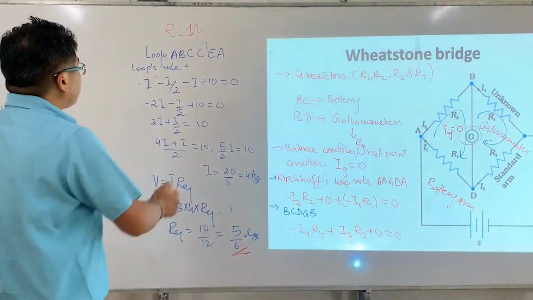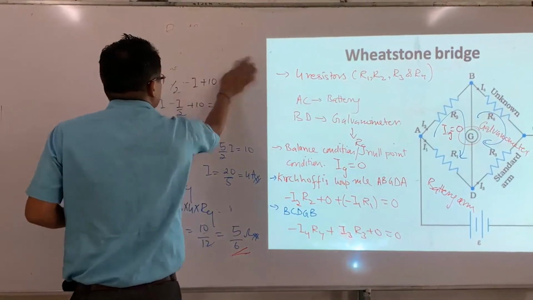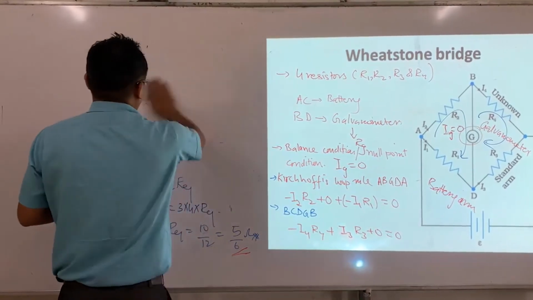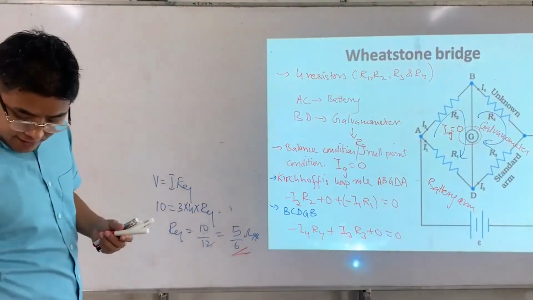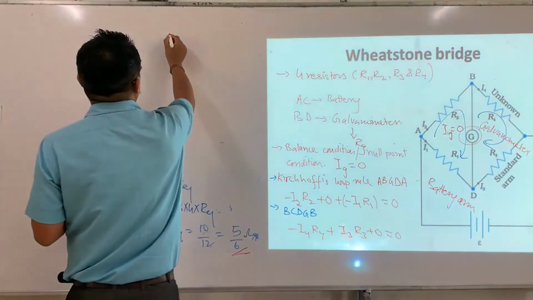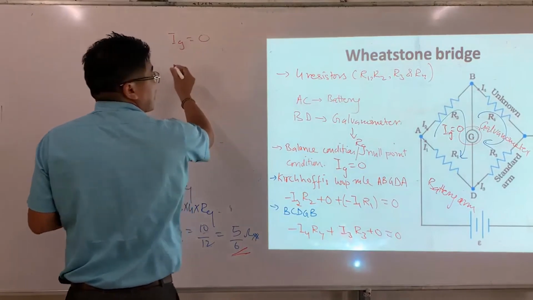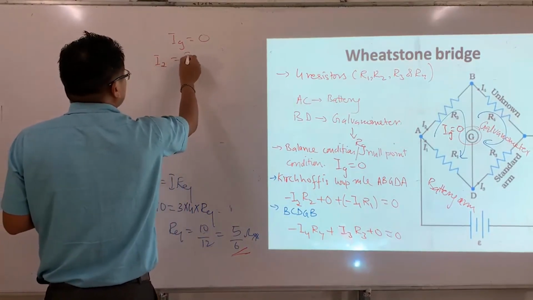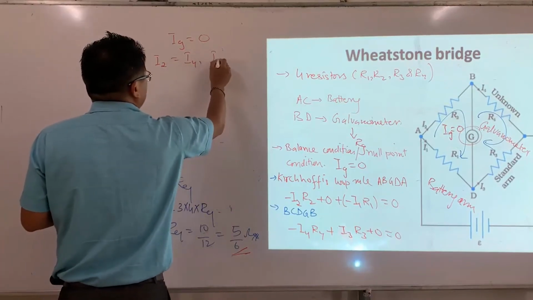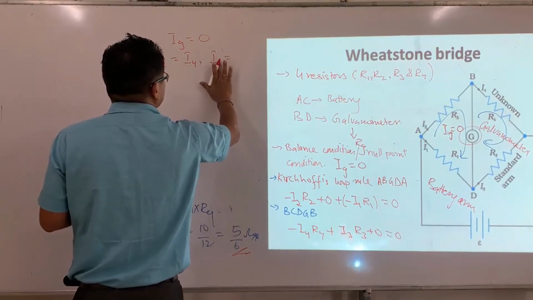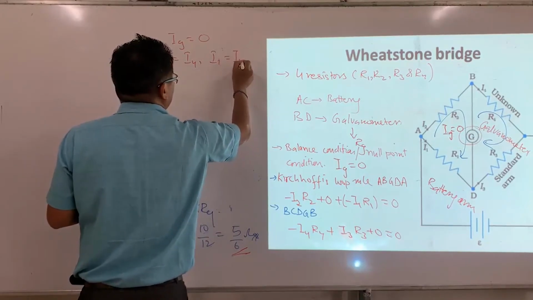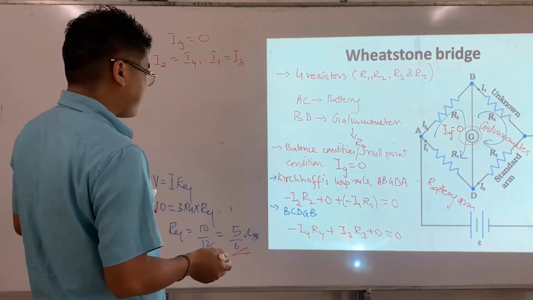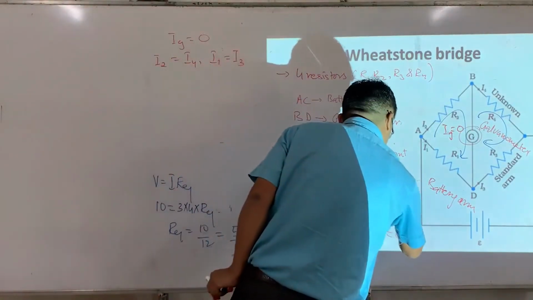Now since it is under a balance condition, Ig is equal to 0, so therefore I2 must be equal to I4, and I3 must be equal to I1. Therefore, I rewrite these equations.